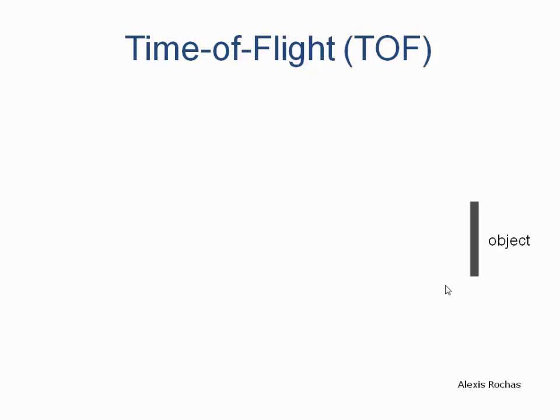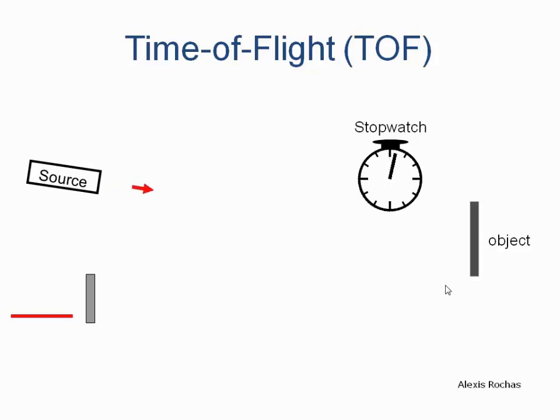So in time of flight, first you need an object, you need a source of light, and then you need a target, usually a detector. And then finally a stopwatch. So if you're taking a pulse of light and you measure the time that it takes to go from the source to the object, the target, and back to the detector, this time is called time of flight. And it is important because it allows you to determine the distance from the source and the detector to the object itself.